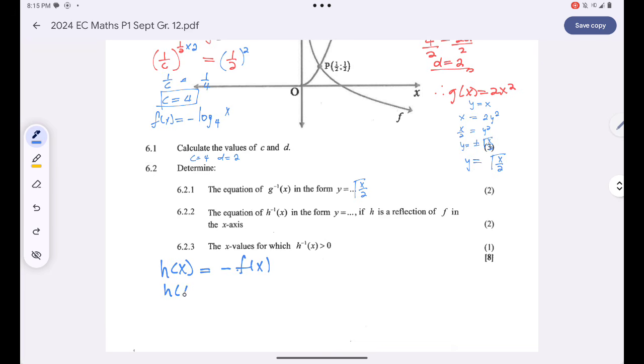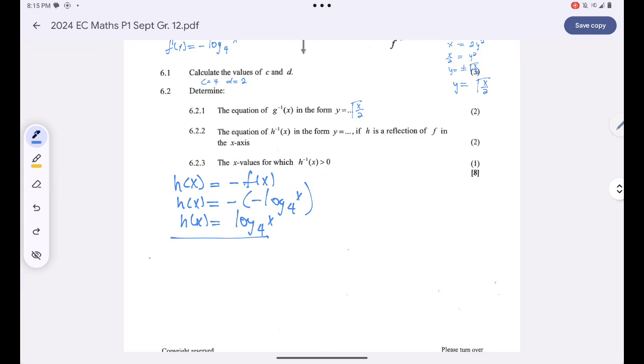So h of x is just equal to negative minus the log of x base 4, and hence h of x is equal to the log of x base 4. But I was never asked to find the equation of h. I was asked to find the equation of the inverse of h. How can I find the inverse of h? By simply reflecting the graph of h of x on the line y is equal to x, and then I'll just interchange both x and y.